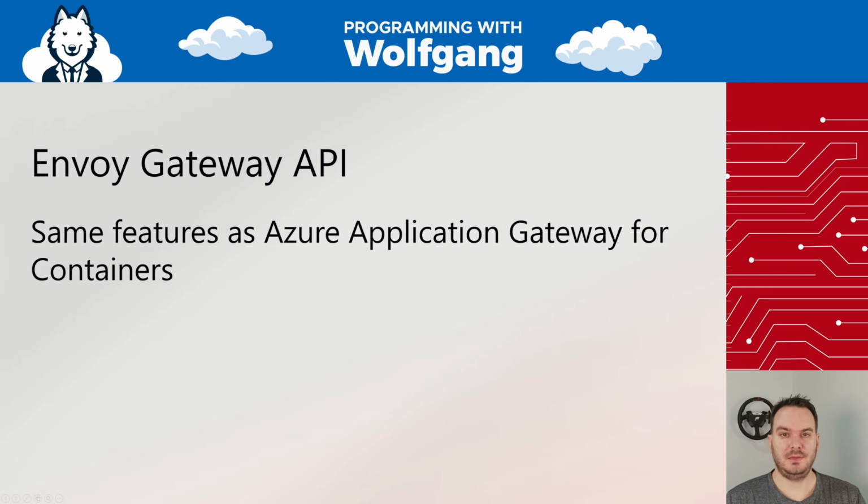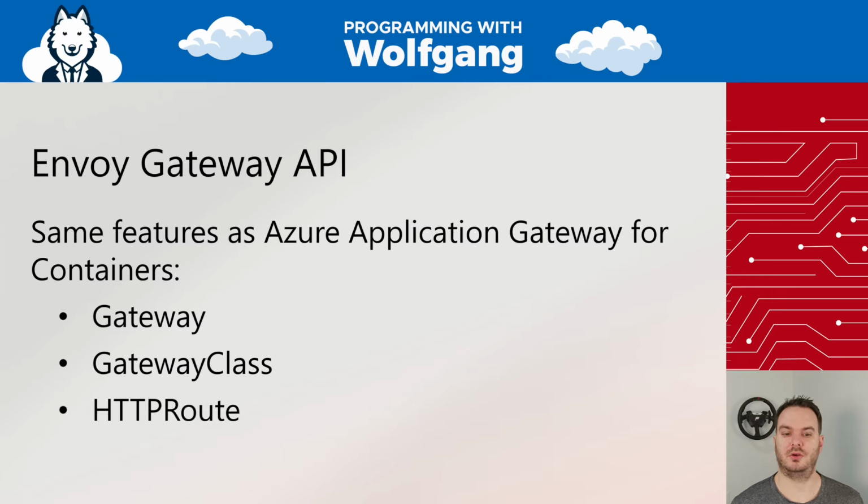About the Envoy Gateway API, one of the questions was if we can use it the same way as other gateway APIs, for example, if you have the same resources, and the answer is yes. So in the beginning of this video series, I showed you the Azure Application Gateway for containers. This is just a gateway API implementation from Microsoft, but any other gateway supports resources like the gateway itself. Then we have a gateway class or other resources like the HTTP route.